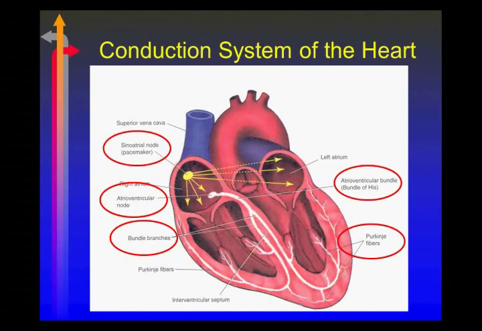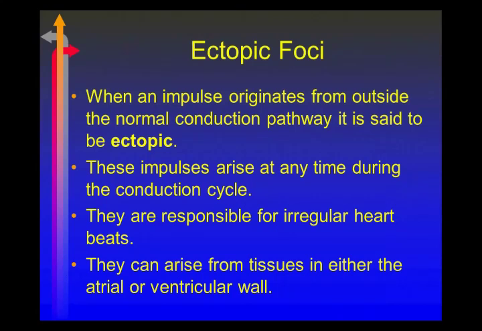Passes through the bundle of His. For my purposes, I just call the whole thing the AV bundle. Then it goes down through the bundle branches, right and left, into the Purkinje fibers, which innervate the myocardial wall itself. When we talk about something having an ectopy, an ectopic focus, we're talking about the beat originating from somewhere outside the sinus node and not following the normal pathway. This is where we get those irregular beats. PACs, PVCs, PJCs.